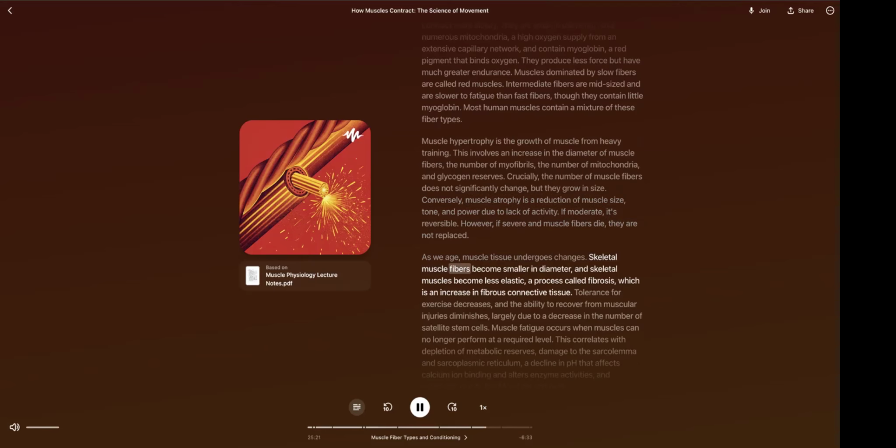Skeletal muscle fibers become smaller in diameter, and skeletal muscles become less elastic, a process called fibrosis, which is an increase in fibrous connective tissue. Tolerance for exercise decreases, and the ability to recover from muscular injuries diminishes, largely due to a decrease in the number of satellite stem cells.